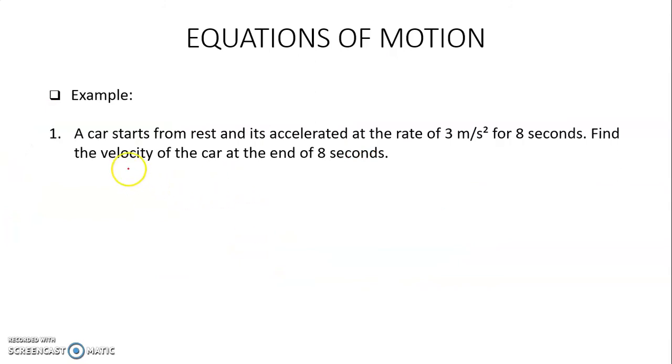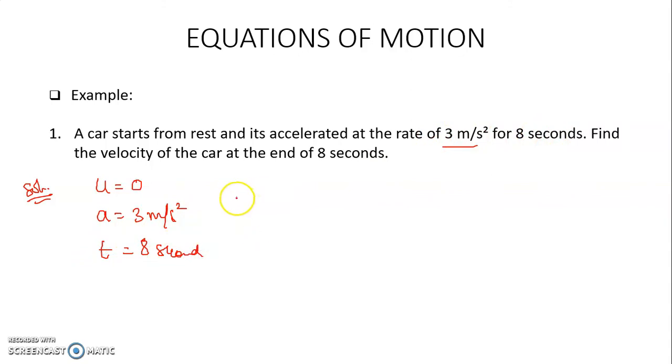So first question, a car starts from rest and it's accelerated at the rate of 3 meter per second square for 8 seconds. As I told you in the beginning of the class that we should know a proper way of solving the numerical. So first we need to write the data given to us in the question. A car starts from rest. That means the initial velocity of the car is 0. It's accelerated at the rate of 3 meter per second square. That means the acceleration is 3 meter per second square. So t is equal to 8 seconds.